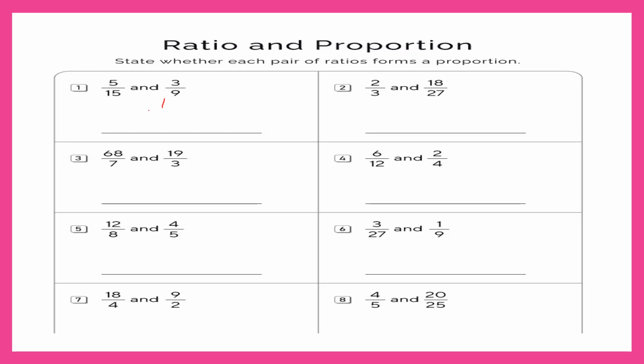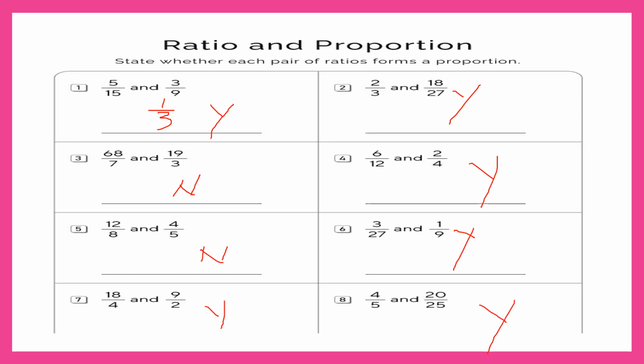So both. That means this is a proportion, okay? Then 6, 7, of course, this one is yes, this is no, of course. Then 8 over 12, 8 and 4, 5. No. 18, 4 and 9, 2. Yes. 2/3 and 18, 27. Yes. These are proportion. And we have 1/2. These are both 1/2. So yes. 3, 27 and 1, 9. Yes. They are proportion. And 4/5 and 20, 25.